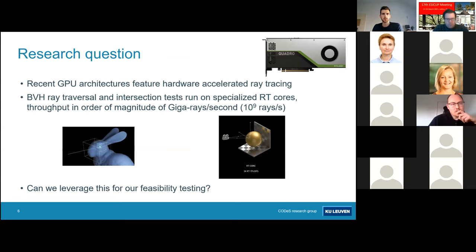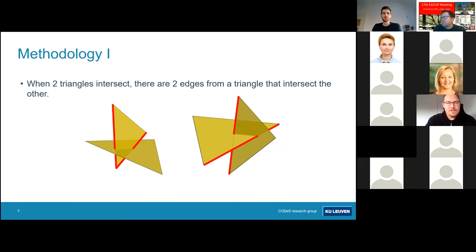Our main research question originated from the fact that recent graphical processor architectures feature hardware accelerated ray tracing. This means that these GPU chips contain specialized ray tracing cores that can be used to trace rays inside a scene with objects and to calculate if they intersect with any of the triangles of the objects. And these RT cores can do this very fast. They can do it in the order of magnitude of gigarays per second, so that is 10 to the 9th rays per second. While this is typically used for graphical processing, this is actually an enormous amount of geometric computation power. And we wonder if we can use this to test for intersections and conclude if our solutions are feasible or not. And of course, it's possible to do this, otherwise I wouldn't be giving this presentation.